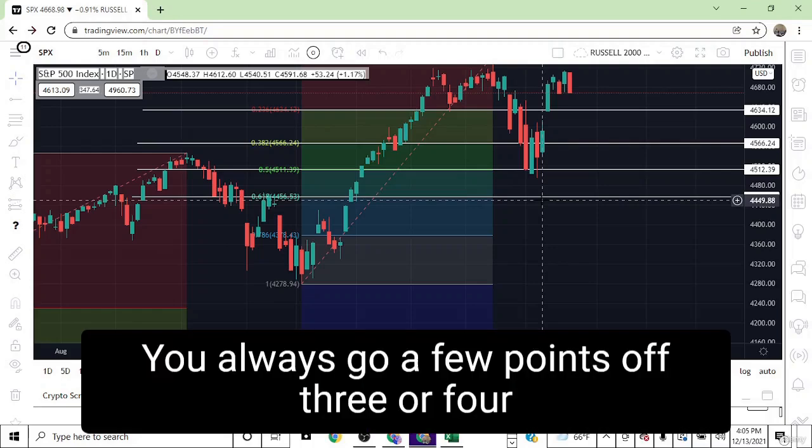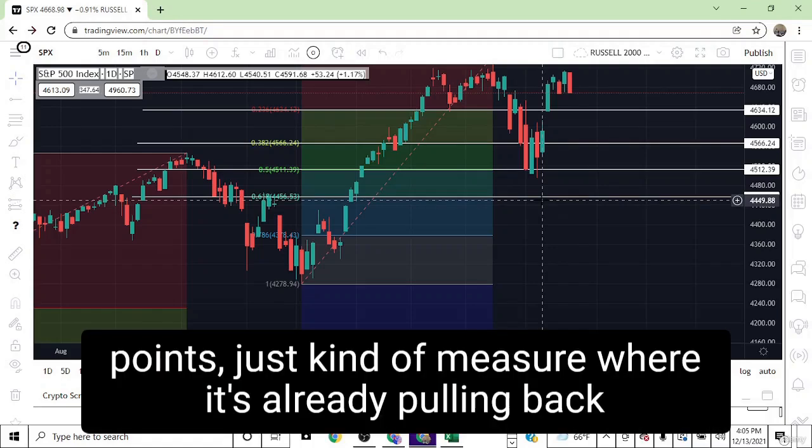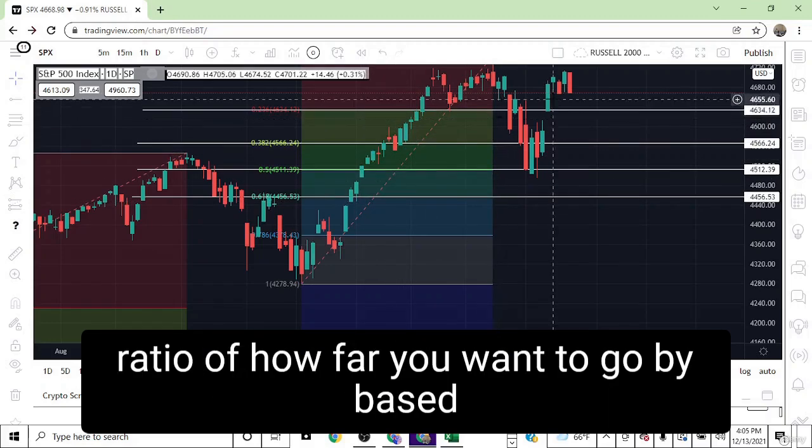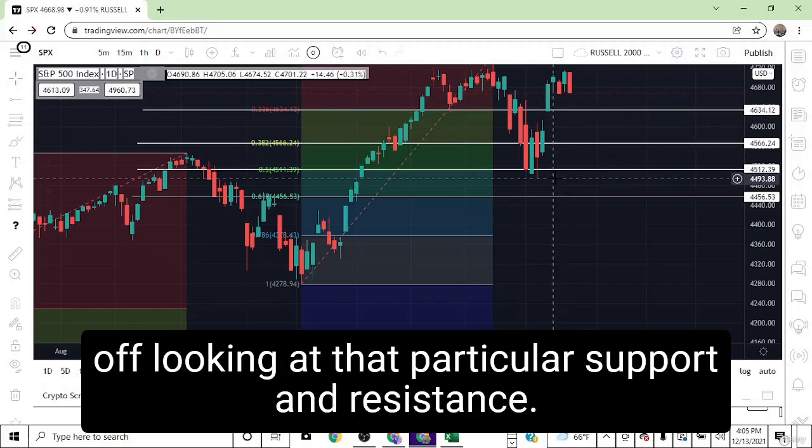You always go a few points off, 3 or 4 points. Just measure where it's already pulling back, and then get some type of ratio of how far you want to go, based off looking at that particular support and resistance.